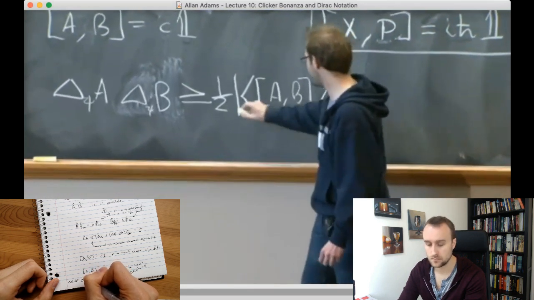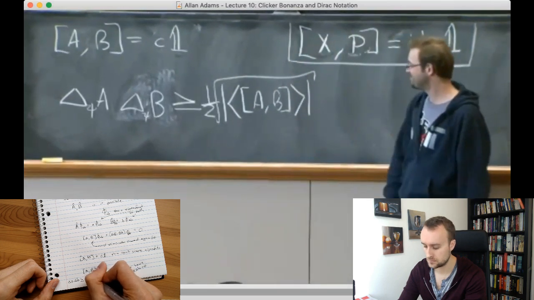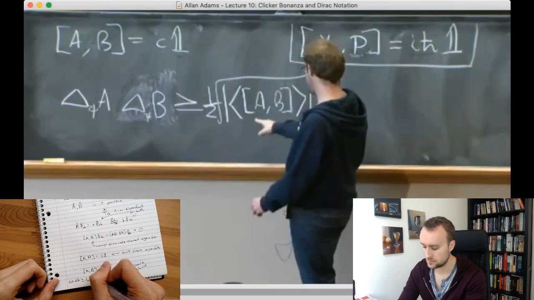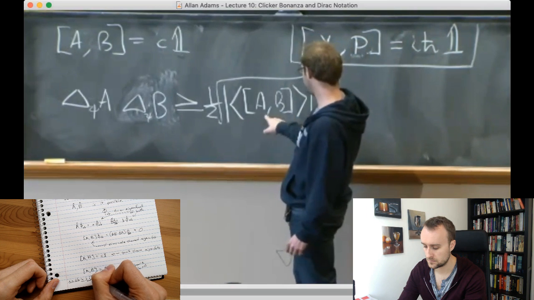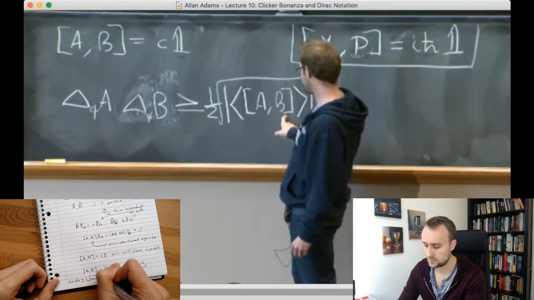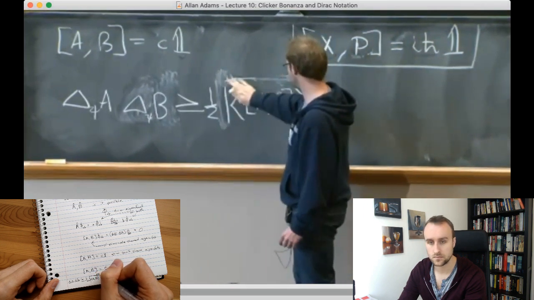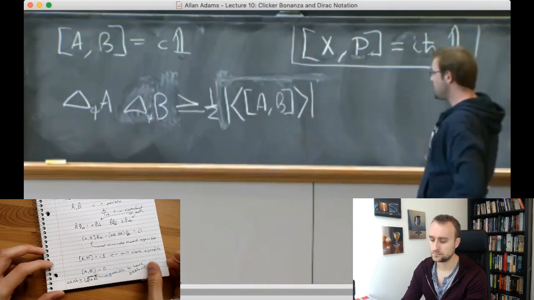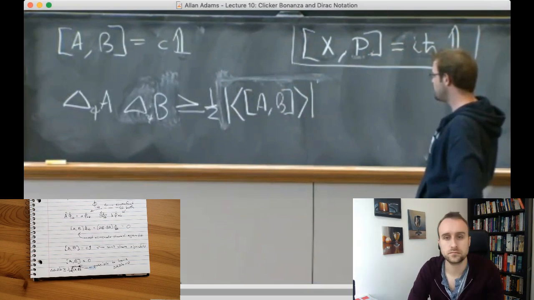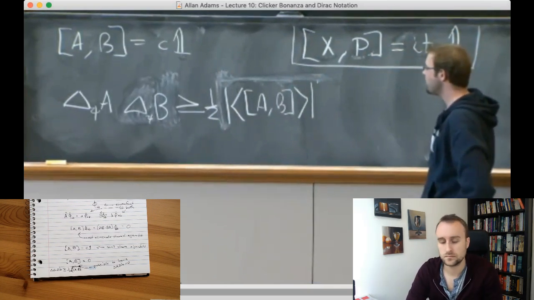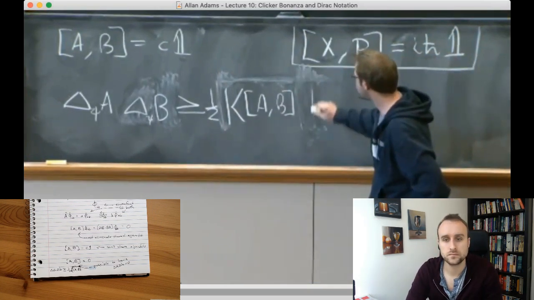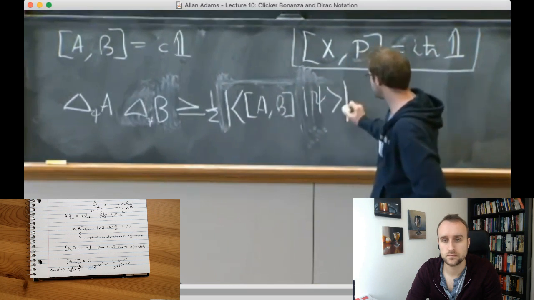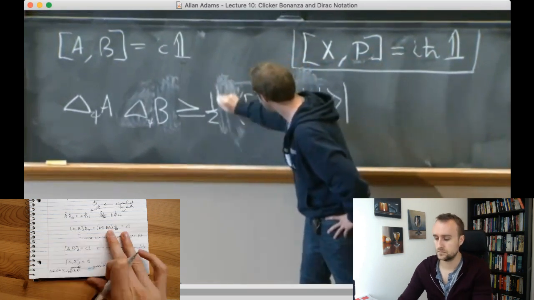Let's just make sure I'm getting this right. The commutator of A and B, no, there's no square root, sorry. Expectation value of the commutator of A and B, yes, good. This expectation value should be taken in the state psi. Let's rewrite that.